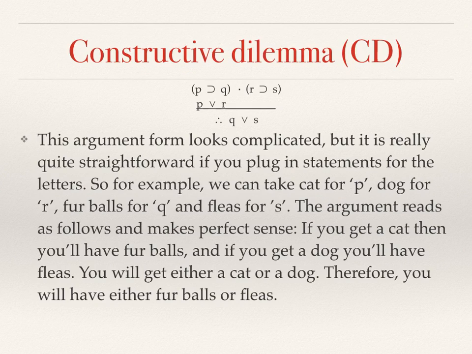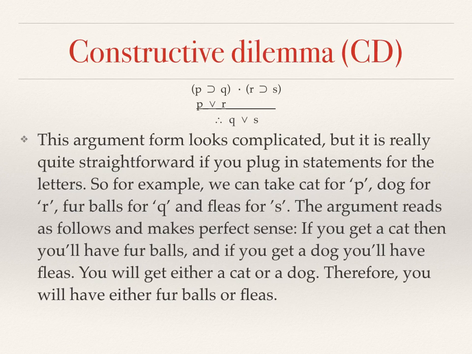Okay, so back onto the valid forms. A constructive dilemma is a valid argument form. And again, we could put this all in one line and do a truth table analysis and show that it's a valid form. Now, this argument looks complicated, but it is really quite straightforward if you plug in statements for the letters. So, for example, we can take cat for P, dog for R, furballs for Q, and fleas for S. The argument reads as follows then, and makes perfect sense.